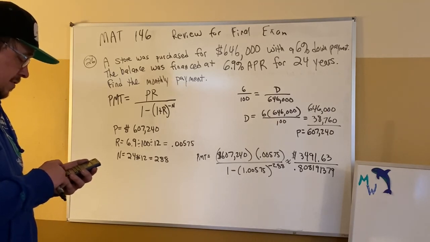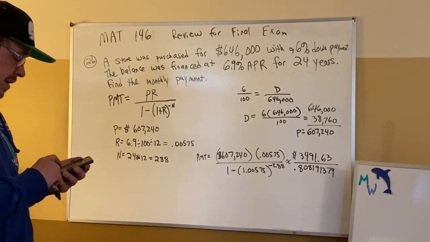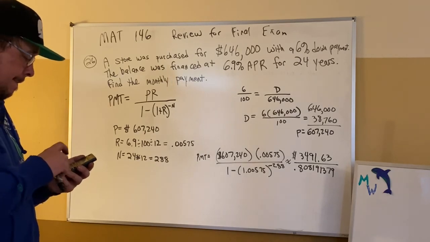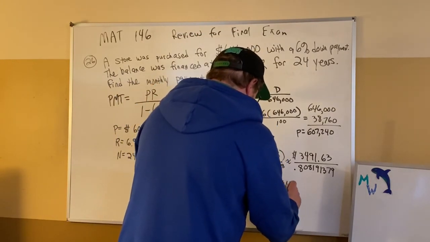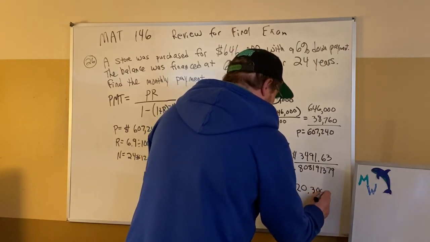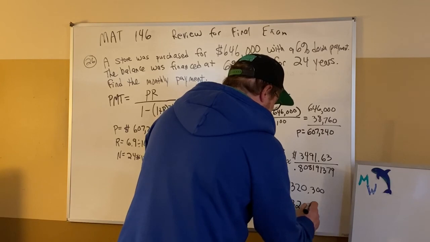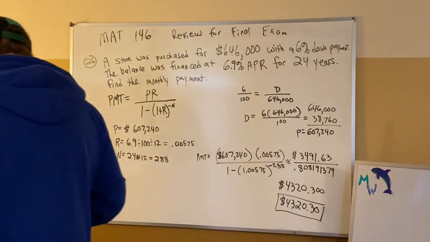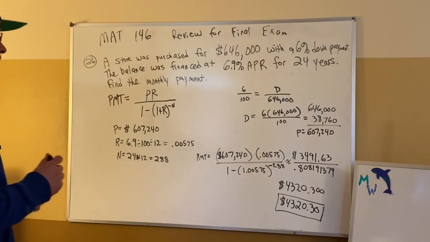It was 3491.63, and then do the division. And I'll come out of here with 4320.300, which is an easy rounding off. $4,320.30 for the payment. And that should wrap it up.